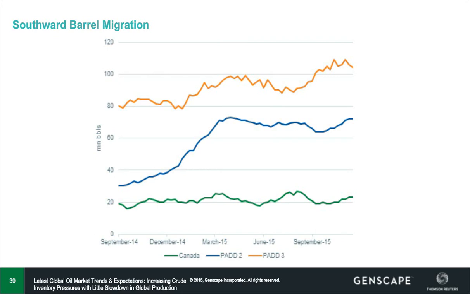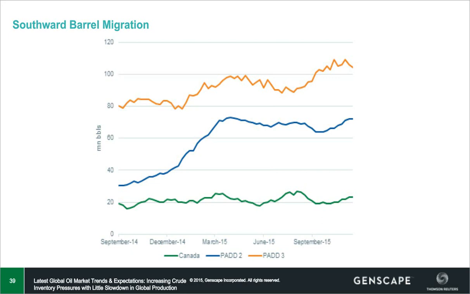So if we take a look at that whole thought process of the southbound migration, you can see where that has kind of broken. And not only have we seen the southbound migration of barrels stall, but we've seen a continual build in Cushing, in Canada, and in PAD 3, which just goes to supporting the overall view that there's still excess production coming into the market, and there's no real relief in sight to the excess crude oil that we have within the U.S. and as a global picture globally.